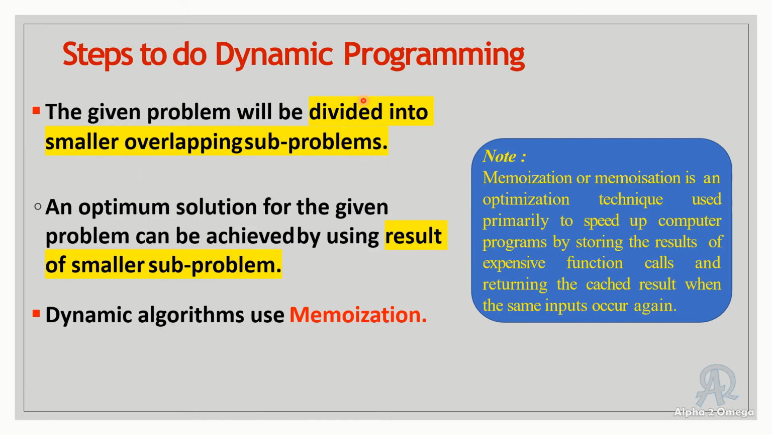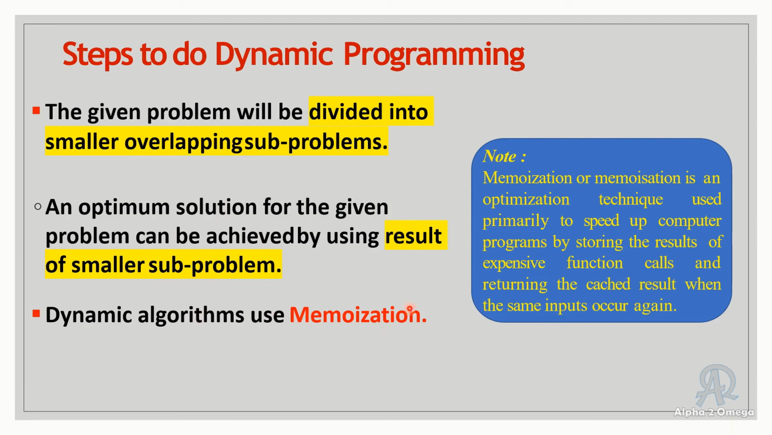Now what are the steps to do dynamic programming? The given problem will be divided into smaller overlapping subproblems. Okay, so new term overlapping வருது, ஏன்னா previous number use பண்ணுது இல்லையா, previous number result தான் வந்து next இதுக்கு input use பண்ணுது. So it is getting overlapped there. So that is what they are mentioning here. An optimum solution for the given problem can be achieved by using the result of smaller subproblems. Okay, so ஏற்கனவே உள்ள result தான் நம்ம திரும்ப யூஸ் பண்றோம்.